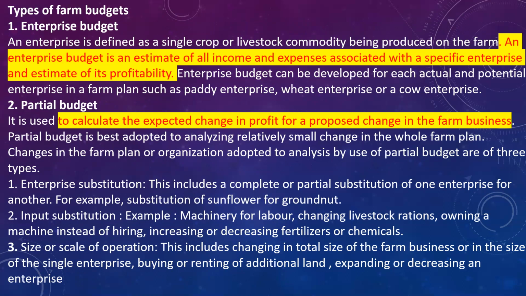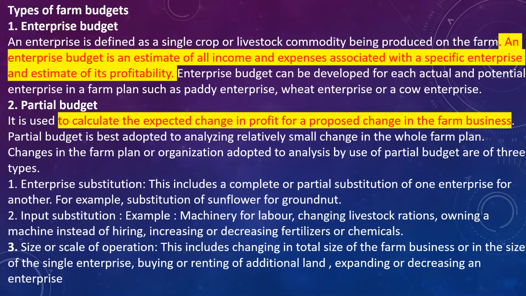Whereas the partial budget is used to calculate the expected change in profit due to a proposed change in the farm business. Suppose you are changing any technology or crop, or substituting some inputs; then what will be the expected change in profit? For that we use the partial budget. The partial budget again has three types. One is for enterprise substitution. If in a farm a particular crop is substituted for another, for example sunflower is substituted by groundnut, then to find out the effect on the change in profit, the partial budget is used.